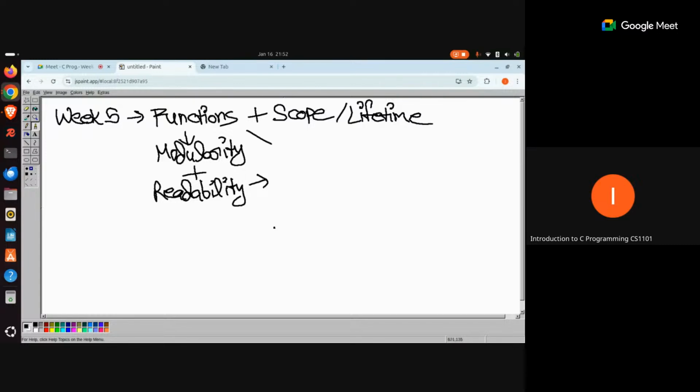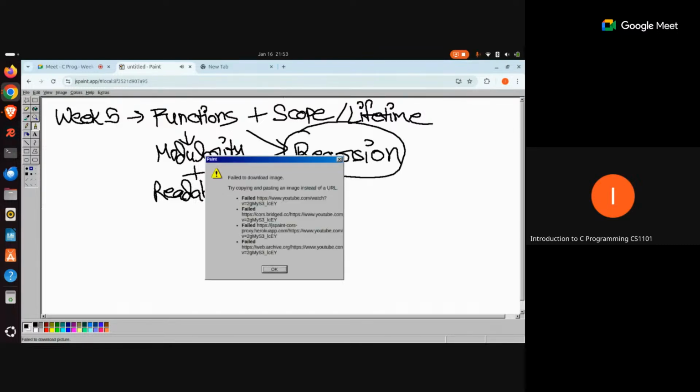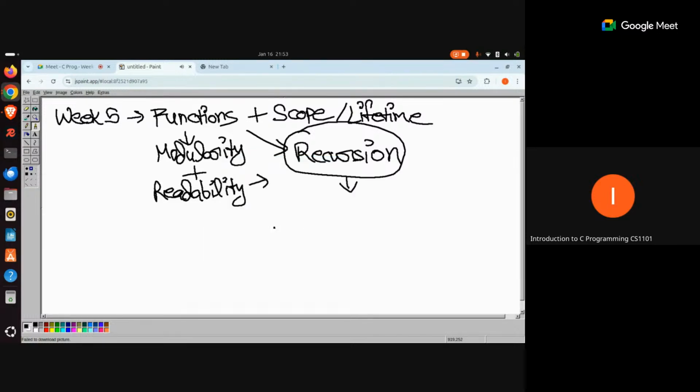And along with functions, you will also learn another concept, which is recursion. Again, on a very top level, recursion can be defined as a function calling itself. A function calling itself is a concept termed recursion.